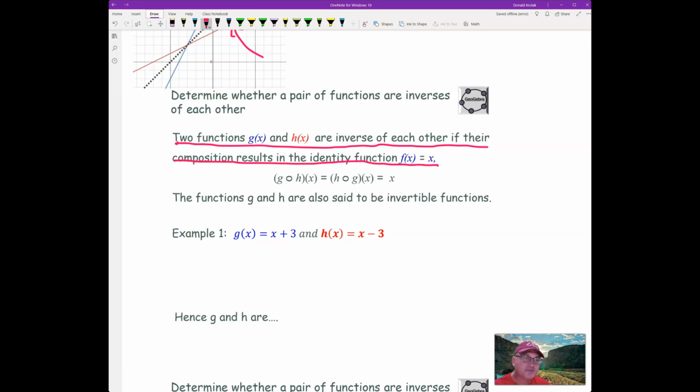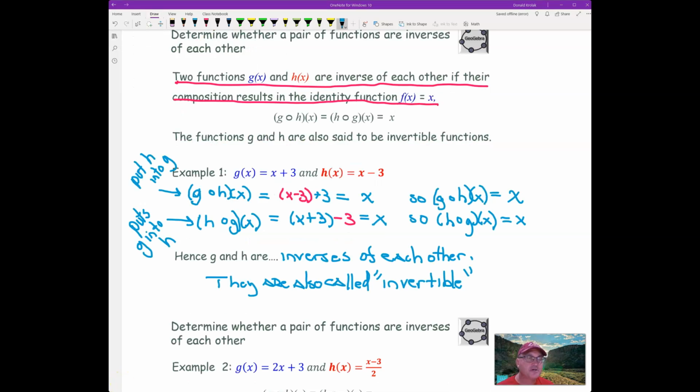So here's the composition. I'm going to take h, put it into g, and then I'm going to do g into h, and each time I do it, I should just end up with x. If that happens, then it's the identity function. Then, excuse me, the two functions are inverses of each other. All right, so I'm going to write up the compositions and be right back.